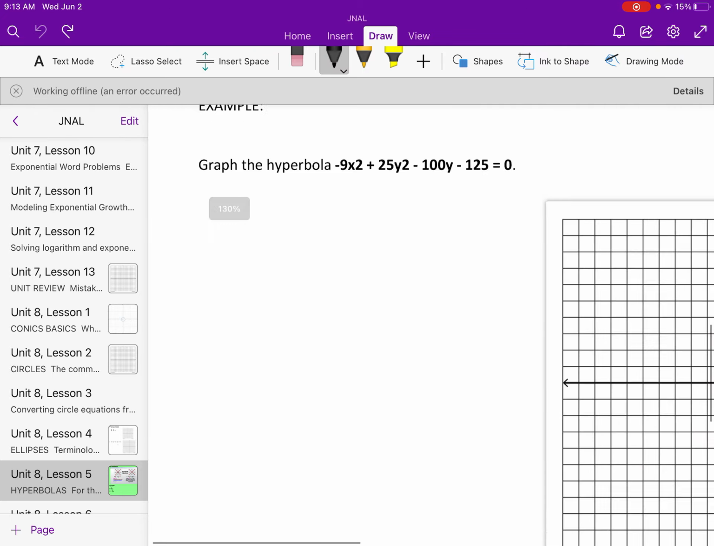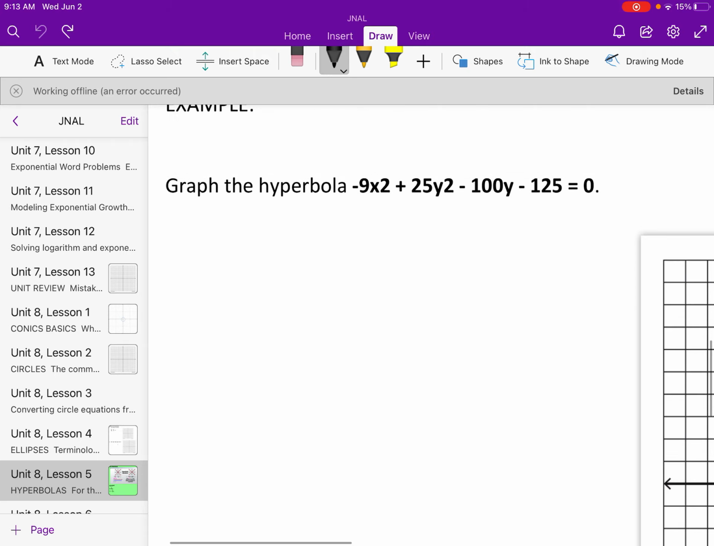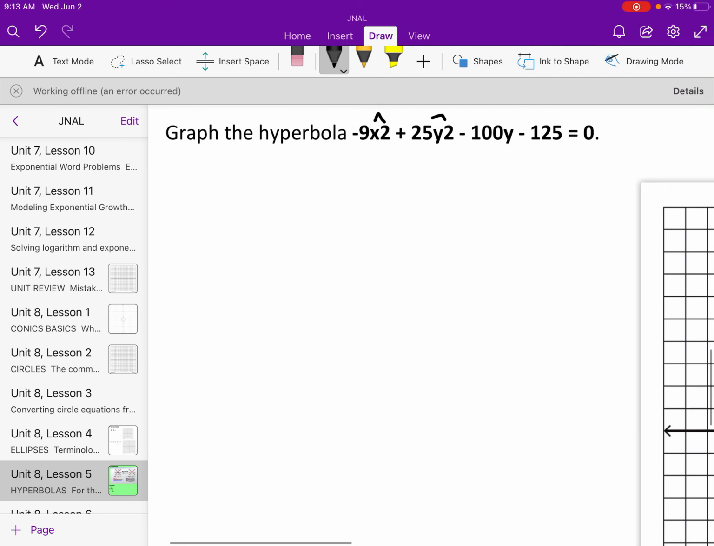So, graph the hyperbola. Oh, of course, this is not in the form that it needs to be in, so we have to complete the square. Now, I forgot to make these squared, so just keep that in mind. It's not 2, it's squared, because it's kind of hard to do that in one note. Okay, so let's do this. We need to put the like terms together. Oh, well, there's only one x term, so we'll just do that.